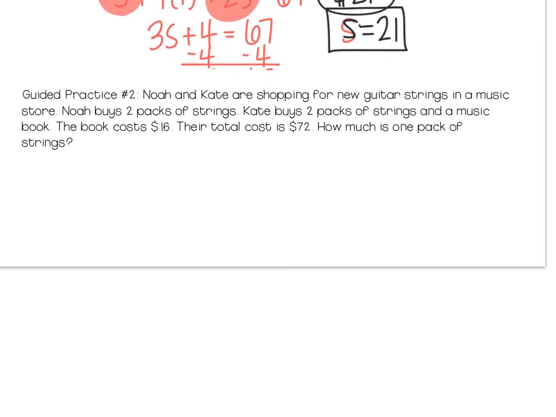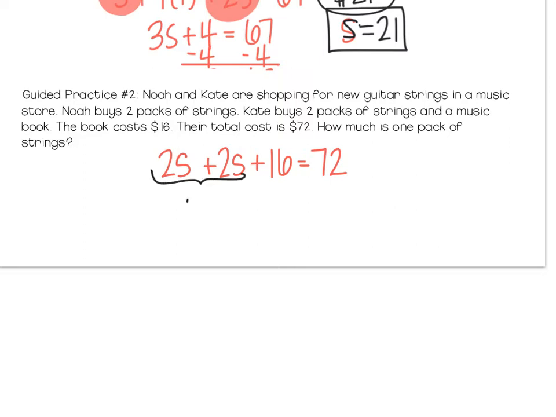Alright, guided practice number 2. Noah and Kate are shopping for new guitar strings in a music store. Noah buys 2 packs of guitar strings. Kate buys 2 packs of guitar strings and a book. The book costs $16. Their total is $72. And they want you to tell them how much a pack of strings is. So pause the video, solve this on your own, and I'll give you the answer in just a second.